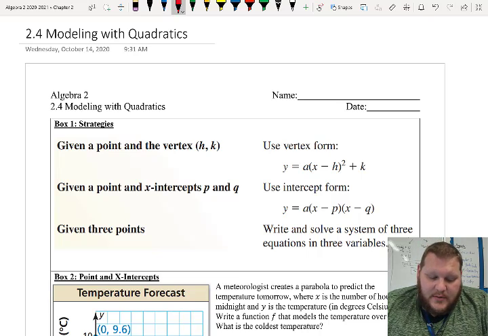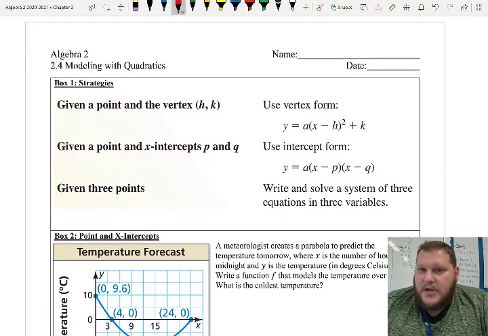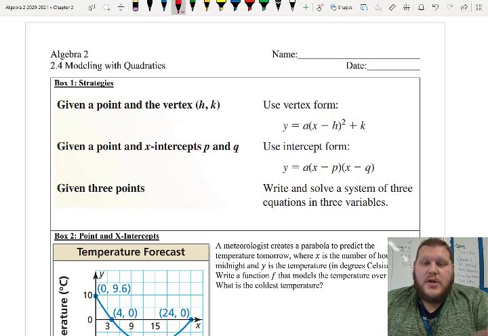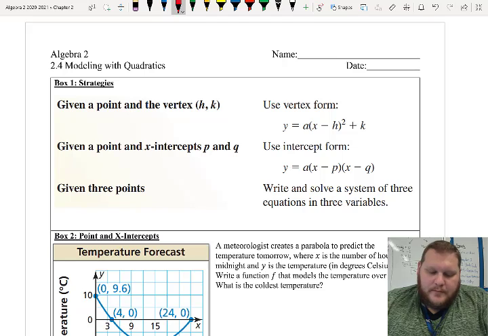So in box 1 here, I just laid out the strategies for you guys, so you have a nice little summary of if we're given this information, this is the method we're going to be using, and you got that for all three of those. So in boxes 2, 3, and 4, we're going to do an example of each of these three different strategies. So given a point and the vertex, we're going to use vertex form for that.